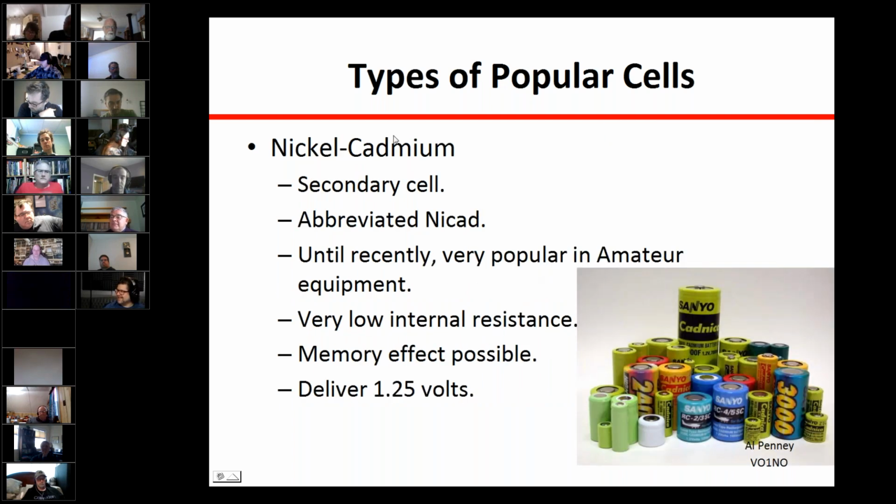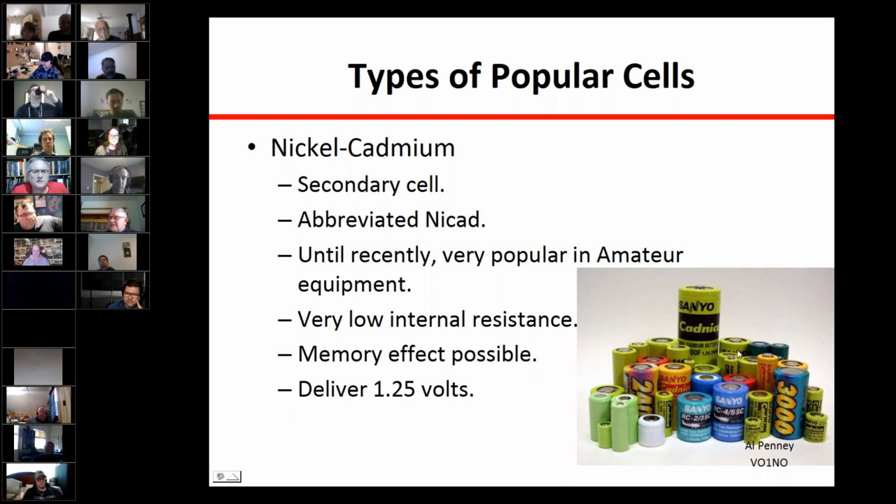Now the NiCad, the nickel cadmium. Believe it or not, NiCads have been around since the late 1800s. They're a secondary cell, which means they can be charged. They're abbreviated NiCad, although NiCad is actually a registered trademark of some company that makes them, but everyone calls them NiCads now. And until recently, they were very popular in amateur equipment. They have very low internal resistance, so you can use them in applications where you've got to draw a lot of current from them.